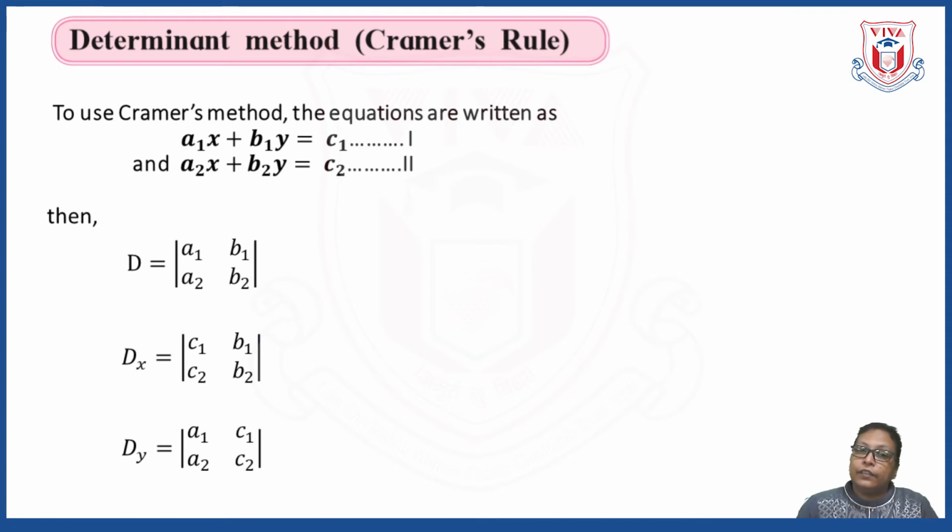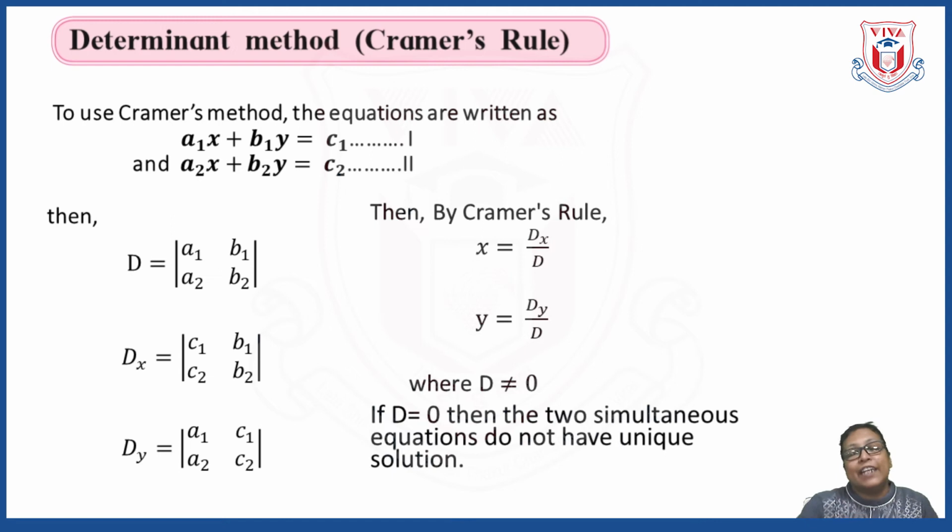After writing the determinants, it is possible for us to find their values. We have seen how to find the values by doing the cross multiplication. So find the values of these three determinants, and then we can use these values and we can get the value of x and y. So then by Cramer's rule, you need to write down this statement. Okay. You cannot write it in the beginning. You have to write it afterwards, after finding the values of determinants. Then by Cramer's rule, x is equal to Dx upon D and y is equal to Dy upon D.